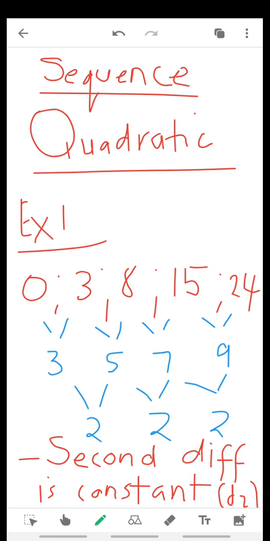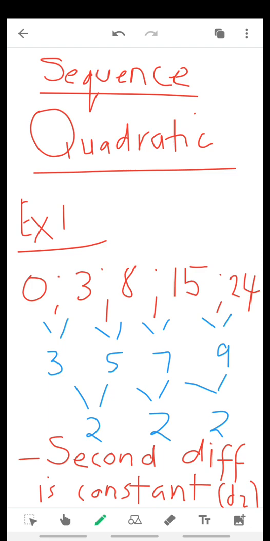Let's check. 0, 3, 8, 15, 24 is the given sequence. We were not told that this is quadratic. Now, obviously, up to this point, a learner will be interested in finding the first difference. If it's constant, the learner will stop and say, this is an arithmetic sequence. Now, let's do that. 3 minus 0, we get 3. 8 minus 3, we get 5. 15 minus 8, we get 7. 24 minus 15, we get 9.